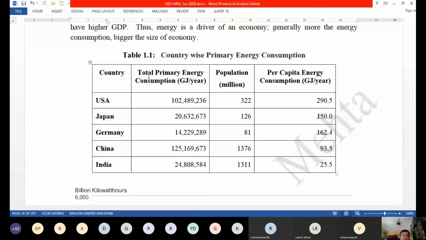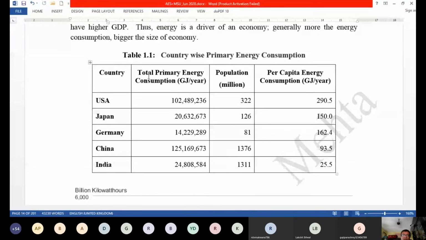For different countries, it has been given in this table. Primary means the basic coming from the source, right? So it includes all different sources of energy, oil, coal, you name the type of energy and it's included in this. So primary energy consumption for different countries, and you can see USA is the highest, China, I'm sorry, USA is second, China is the highest.